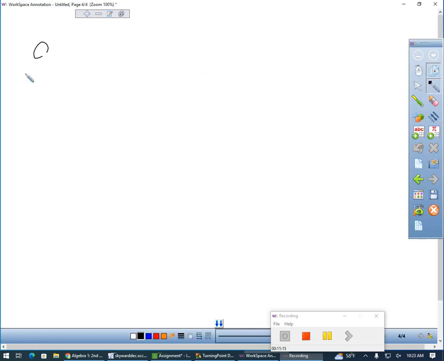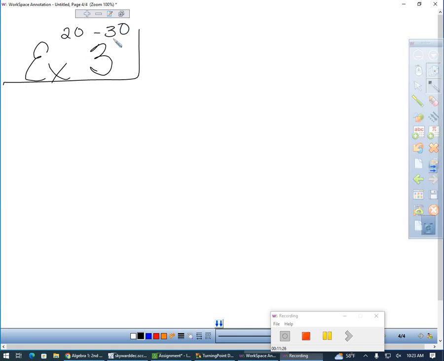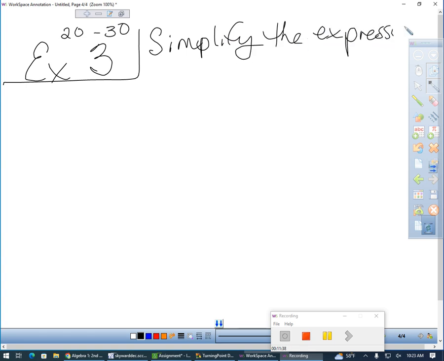All right. Example number 3. Example number 3 goes with 20 through 30. In the directions, it says to simplify the expression. And then after it says simplify the expression, it says justify each step. Here's what I'm going to ask you. I need you just to justify one step. Tell me one property you use when you're simplifying, okay?